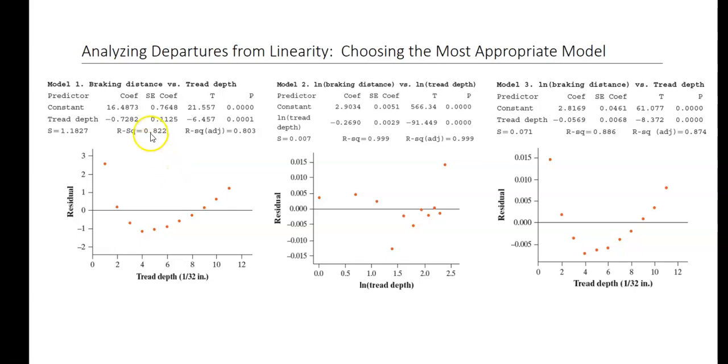The R-squared value for the first model is 0.822 or 82.2%. For the second model, it's 99.9%. I like that a lot. And then 88.6% for the third model. So the largest R-squared value is model 2. By both metrics, we would choose model number 2. You could probably use either one as your reasoning there.